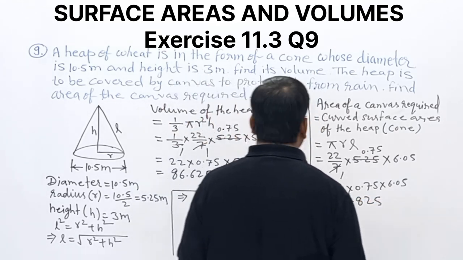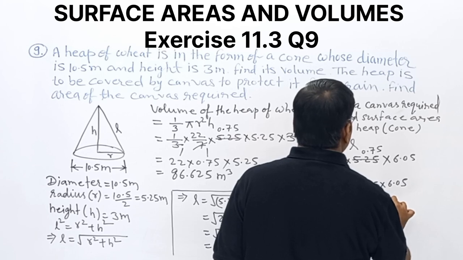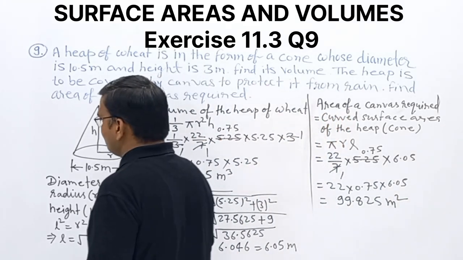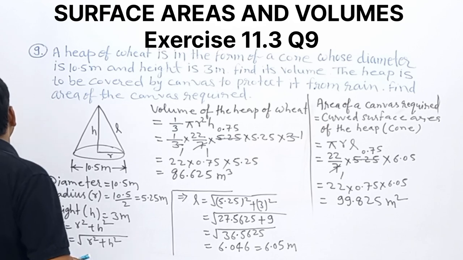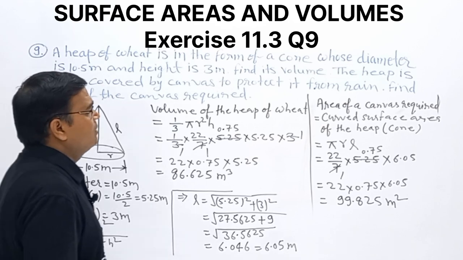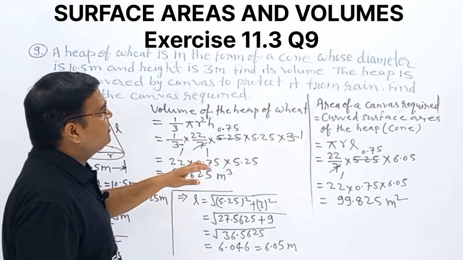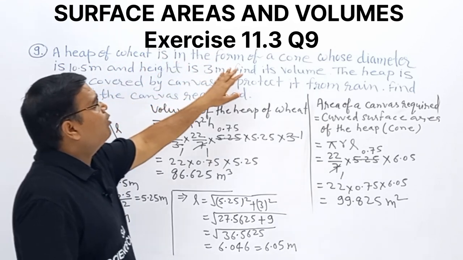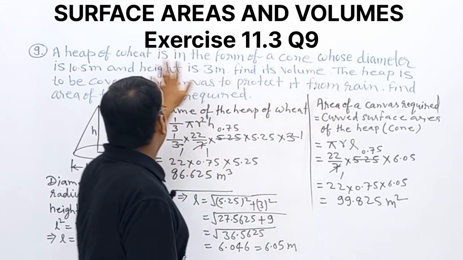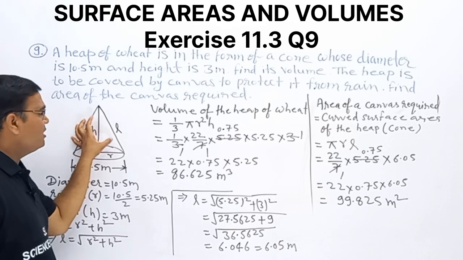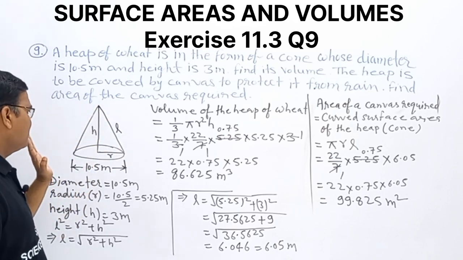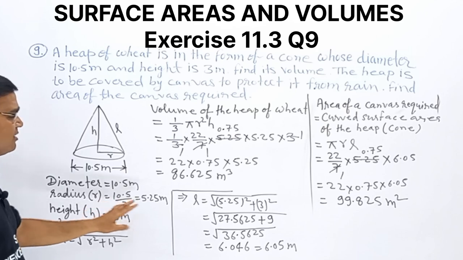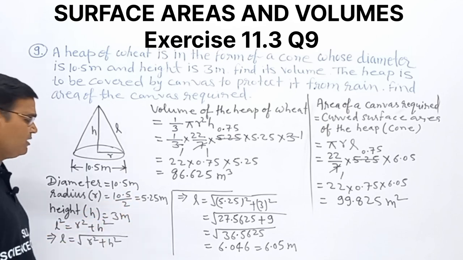So the unit will be meter square. Now observe what we are doing, and what the question is saying. Observe again. A heap of wheat is in the form of a cone whose diameter, this is the heap of wheat, it is in the form of a cone. Clear? Its diameter we are having, so half of the diameter will be the radius. We obtain the radius r equal to 5.25 meter.